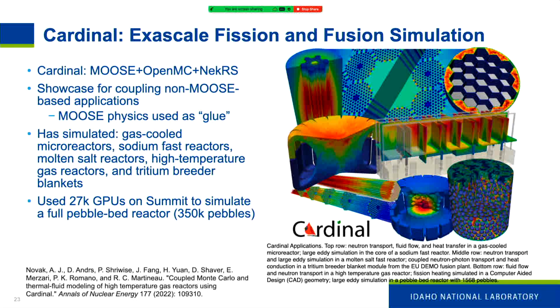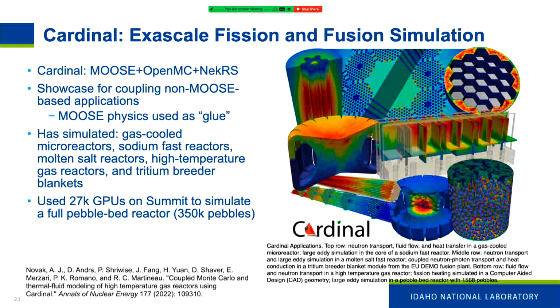And my final example here is Cardinal, which is this exascale fission and fusion simulation capability developed at Argonne National Lab by April Novak. And it's effectively Moose plus OpenMC, which is a Monte Carlo neutronics capability, and NekRS, which is a high-fidelity CFD tool. And it's really a showcase for coupling together non-Moose-based applications.